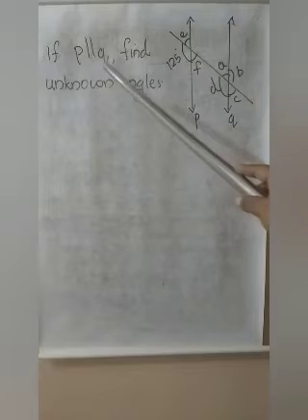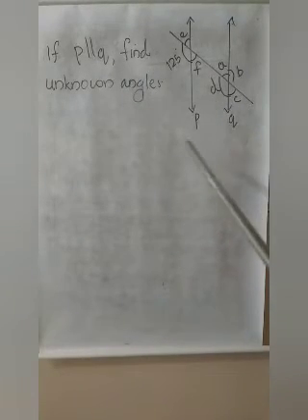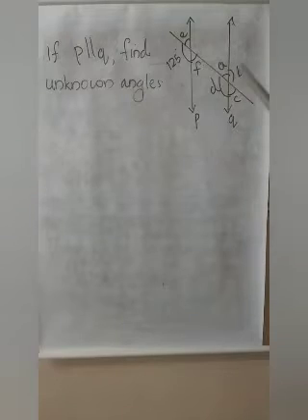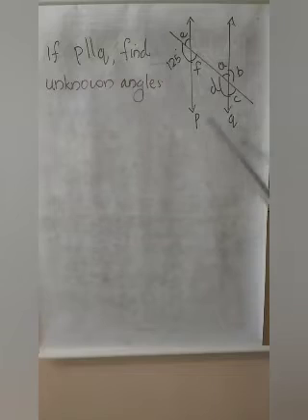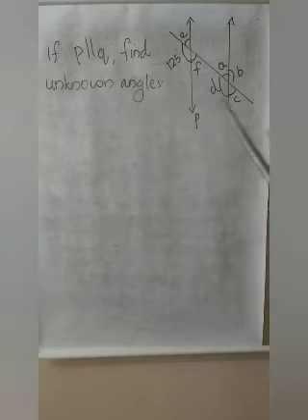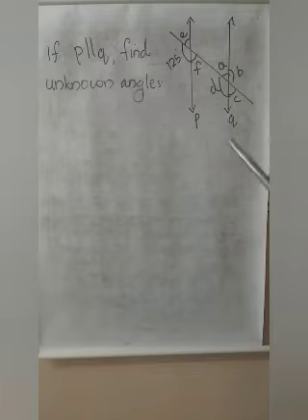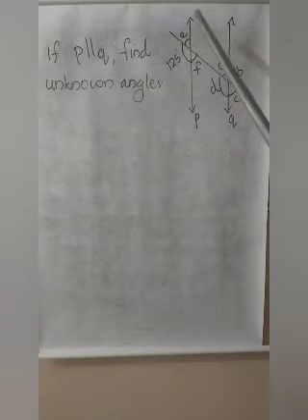If P parallel to Q, find unknown angles. Here in the figure, two lines are there and that line is cut by a transversal. These two lines are P and Q and the transversal cuts and we have 8 angles. The question is, the two lines are parallel. P and Q are parallel. We need to find the unknown angles. Unknown angle means A, B, C, D, E, F.